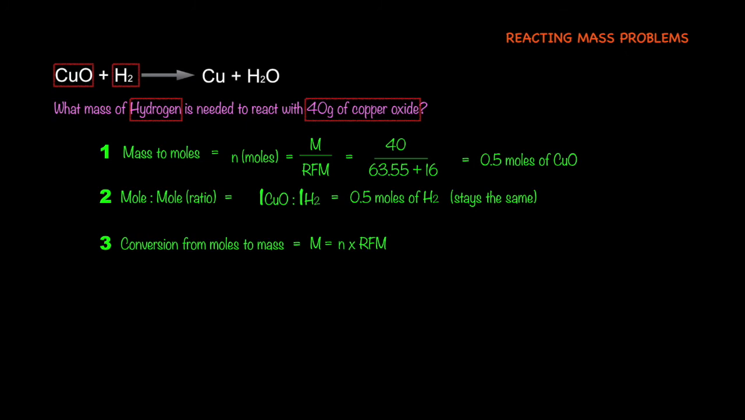Finally, we take the 0.5 mole and multiply it by the RFM to get the mass of hydrogen that is needed to react with 40 grams of copper oxide. Hydrogen's atomic mass is 1.008, so we multiply that by 2. And you can see that we get 1.008. So we just convert it to 3 decimal places, and then we will get 1.01 grams. So now we're done. The mass of hydrogen that is needed to react with 40 grams of copper oxide is 1.01 grams. Now Praveen will show us how to do this with a bit more complex equation.